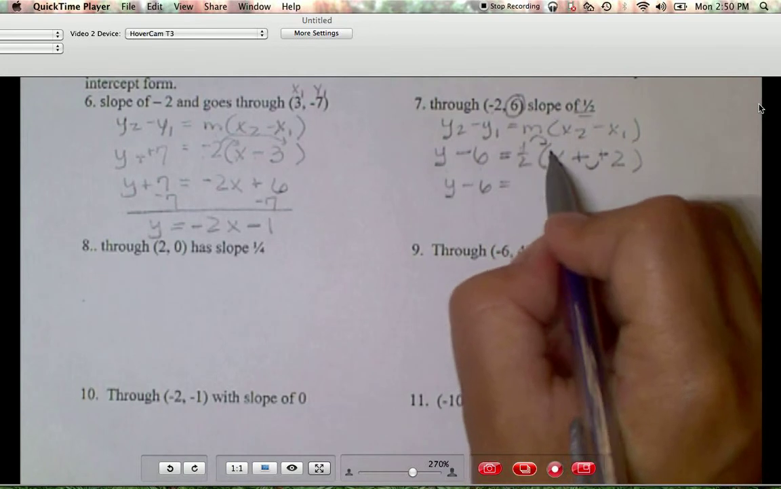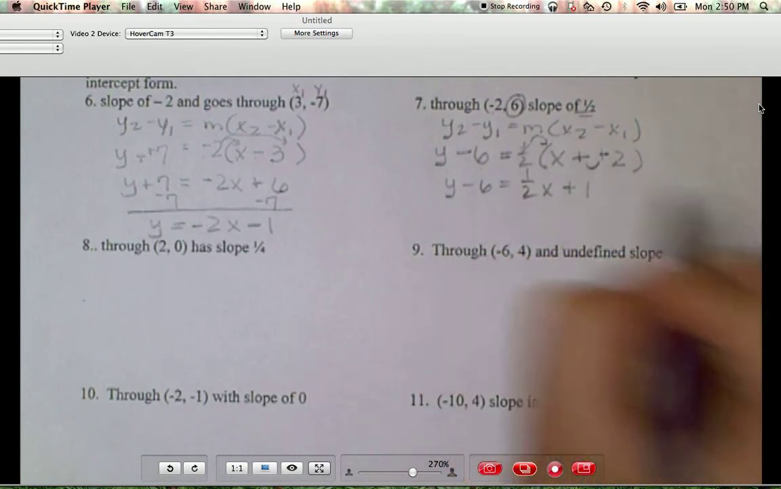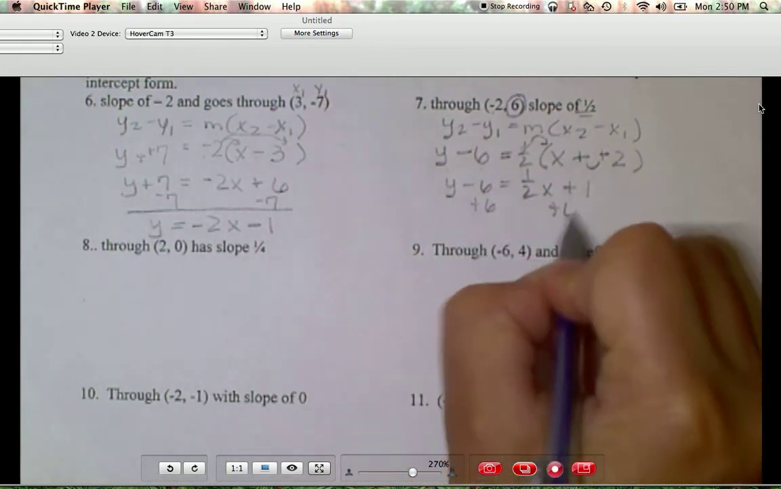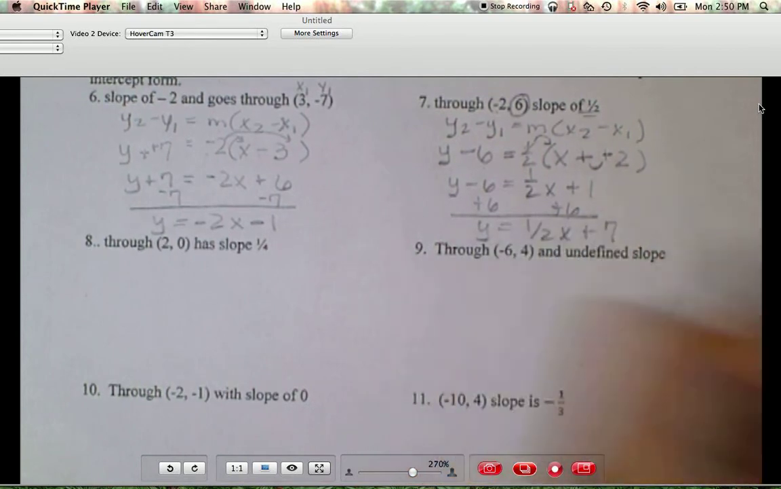So 1/2 times x gives us 1/2 x. 1/2 times 2 gives us +1. And finish solving for y by adding 6 to both sides. So we get y equals 1/2 x plus 7.